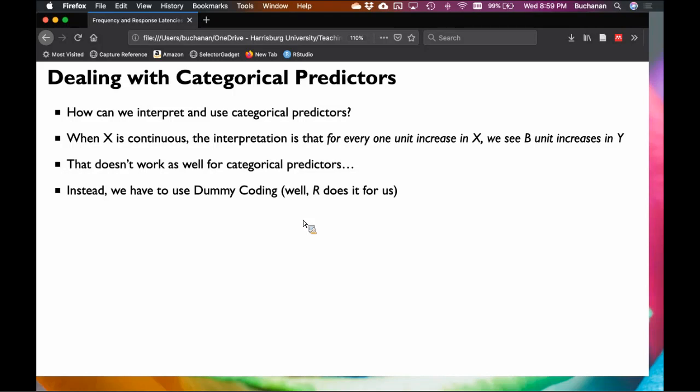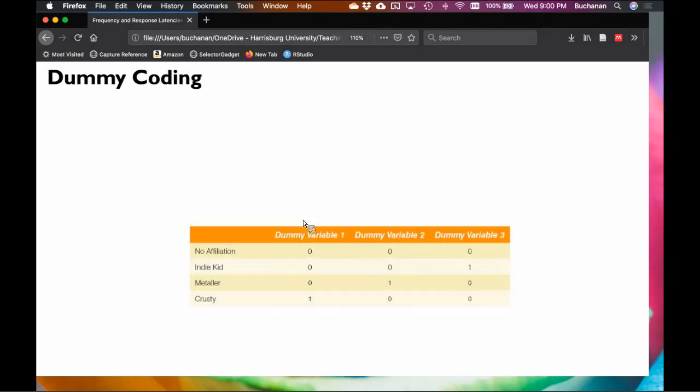Okay. So we have to use dummy coding. Now, there are other types of coding that you can use, contrast codings, one-hot encodings. There are a couple of ways, but dummy coding is the default in R, and it's what we want for our purposes. Okay, so I stole this from Andy Field.